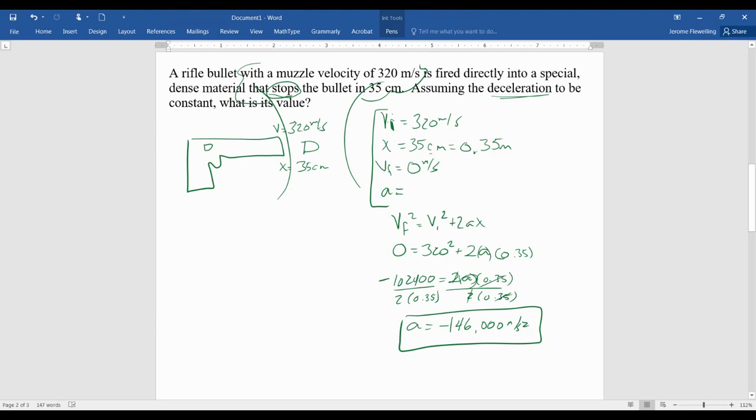If you look at the initial velocity, it is almost the speed of sound. And you say, we're going to stop that bullet or take it from the speed of sound all the way down to 0 in 35 centimeters, which is a third of a meter. Then that number is going to be extremely big. So that would be the deceleration of the bullet as a negative 146,000 meters per second squared.